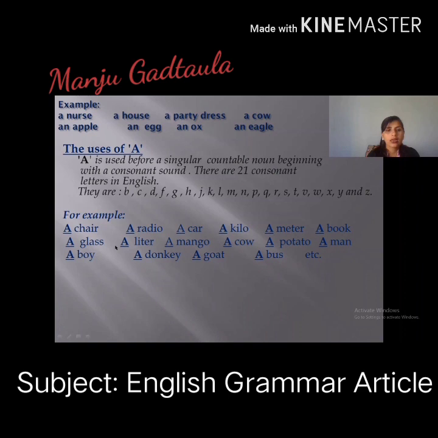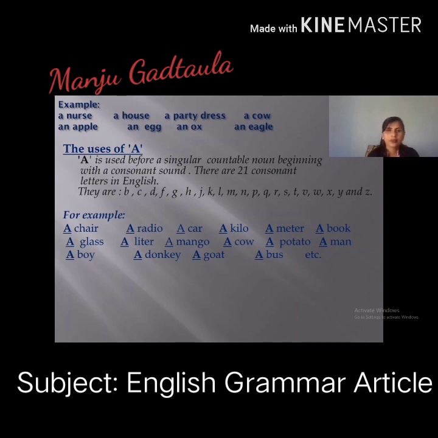Similarly, a glass, a liter, a mango, a cow, a potato, a man, a boy, a donkey, a goat, a bus, etc. These given words are all singular. So we have to write article a before a singular countable noun beginning with a consonant sound.